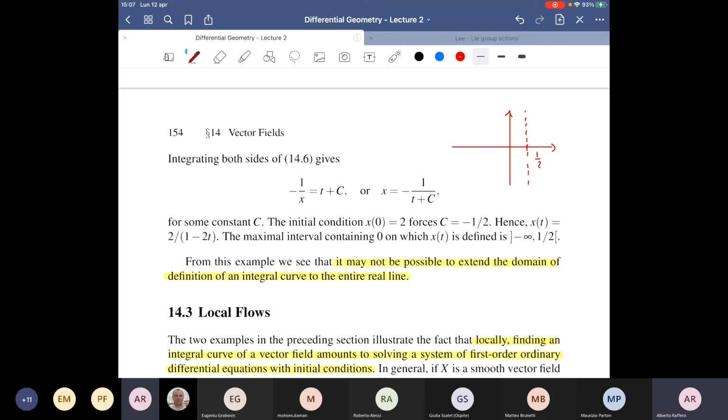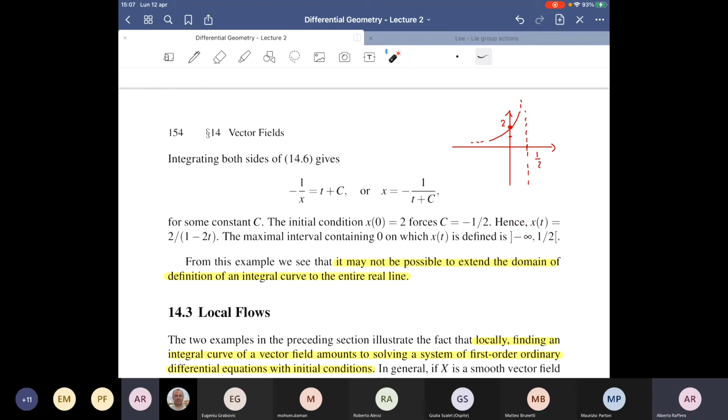We started at x at 0 equal to 2. So this is not in scale, sorry for this. And you will end up with your integral curve, which is this one. So it is not defined on the whole real line. It is defined on an interval contained in the whole real line.